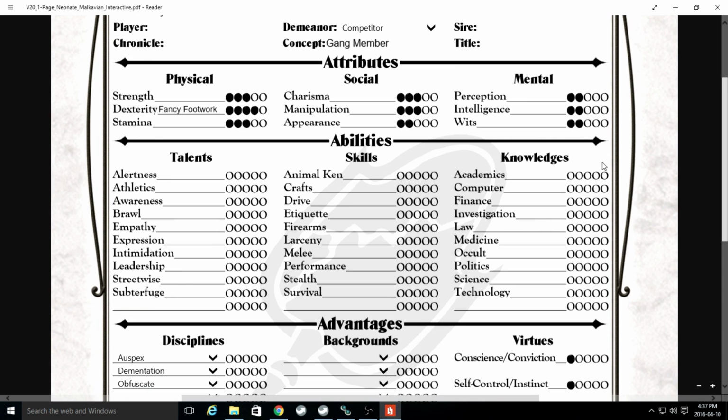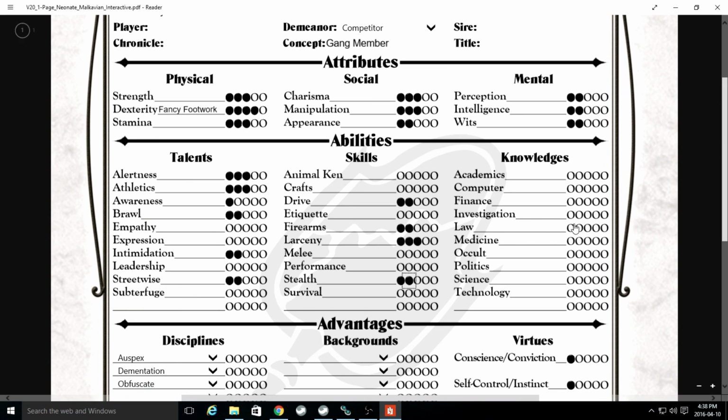Now we're going to go to talent, skills, and knowledges. So I feel like talents will be more the primary than knowledges. So we're going to do 3 dots in alertness, 3 dots in athletics, 1 dot in awareness, 2 dots in brawl. So that's 1, 2, 3, 4, 5, 6, 7, 8, 9. Then we're going to go intimidation, 7, 8, 9, 10, 11, 12, 13. Then we'll come over to here. 1, 2, 3, 4, 5, 6, 7, 8, 9. That looks good.